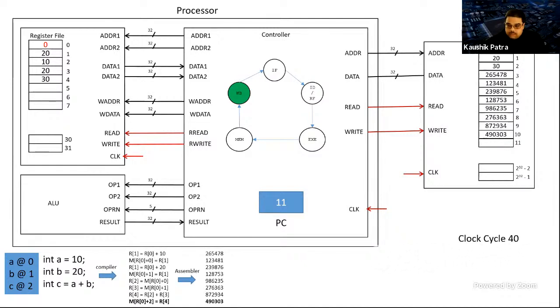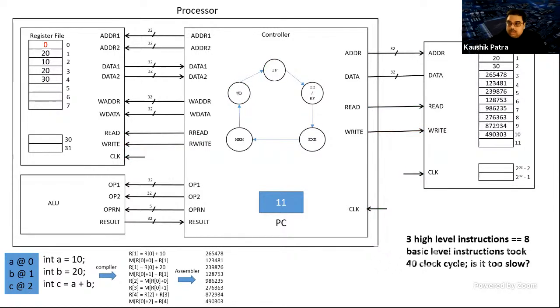All right. Now, okay, cycle 41, instruction fetch. Now we have this question, right? These 3 high-level instructions are mapped to almost 8 basic-level instructions, on average let's say 3 basic-level instructions per high-level instruction. And it took 40 clock cycles. As Rahul mentioned, isn't it a wastage of cycles? Can we save things and so on and so forth? Question is, is it too slow?